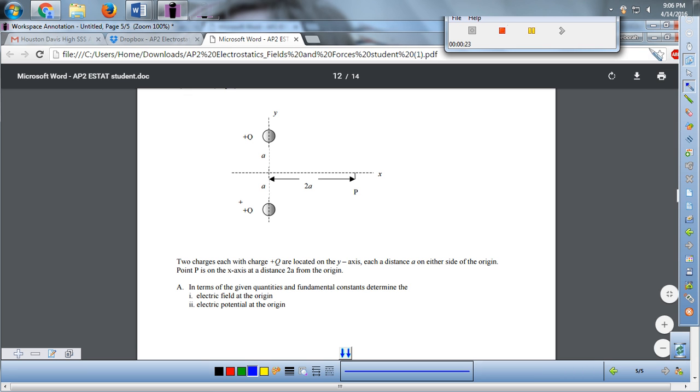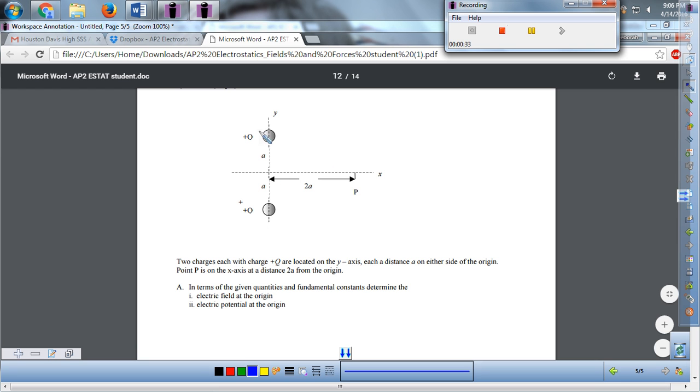All right. So here's what we know. We have two charges, a large positive charge above the y-axis, a large positive charge below the y-axis. They're equal distances above and below. That distance is A. And then out here on the x-axis in the positive direction we have a point P in space. And at point P in space right now there's nothing. And the distance from the origin to point P is 2A.